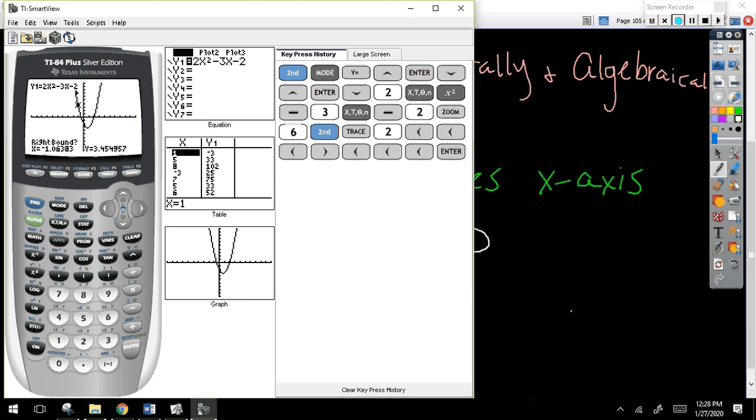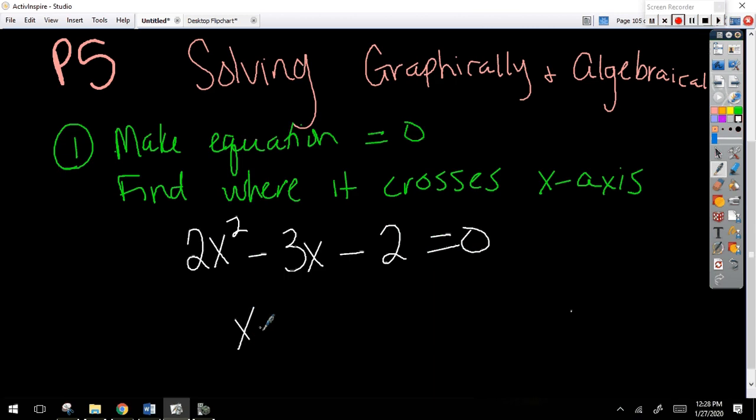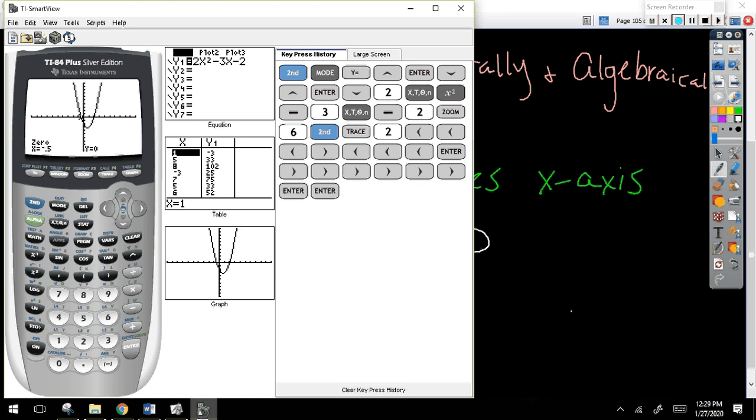Now it says right bound. So you want to go back to where it crosses, and then hit right 3 times. And hit enter again. And then it says, do you want me to guess? Well, I don't want you to guess, I want you to tell me, but yes. So hit enter one more time, and it will give you the coordinates of where it crosses the x-axis. So negative 1/2. Does that make sense to you? Remember doing that.